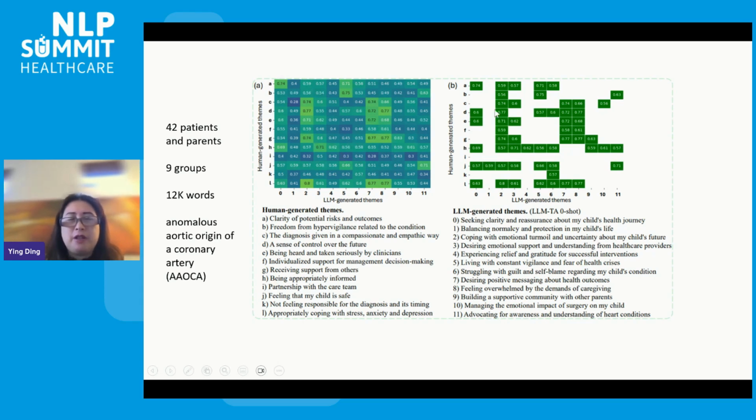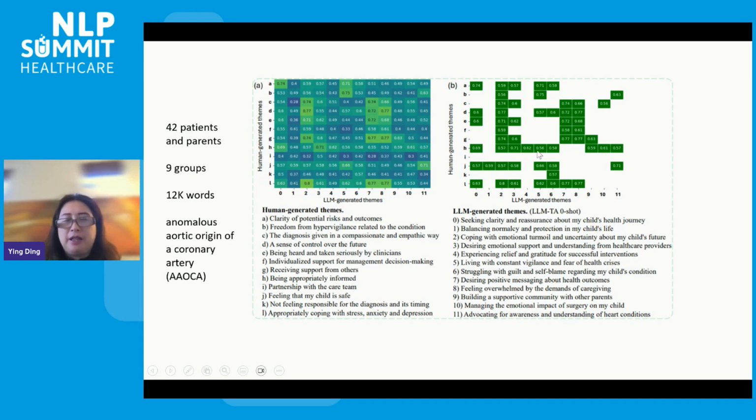For metric B, we take the most significant similarity, and you can see the overlap between the human-generated themes and the LM-generated themes. We can see that there is still room to improve, but the results are also quite interesting. For instance, you can see this one: this human-generated theme is like being appropriately informed.